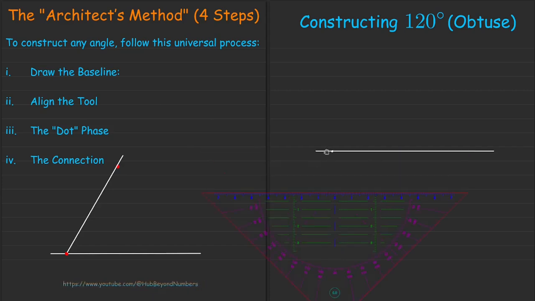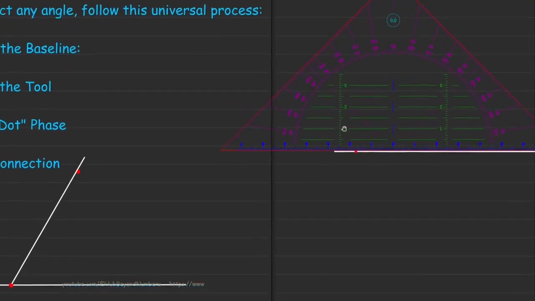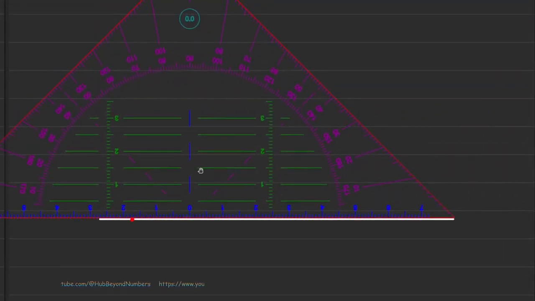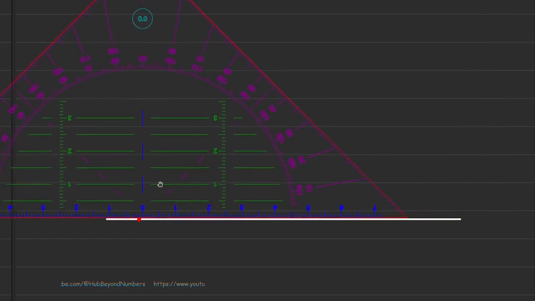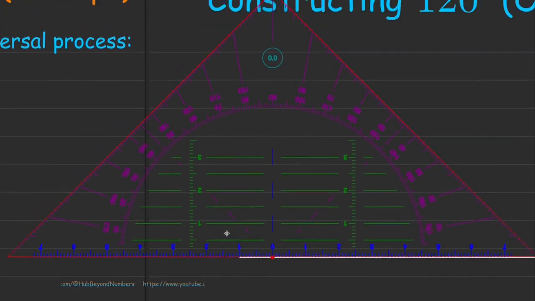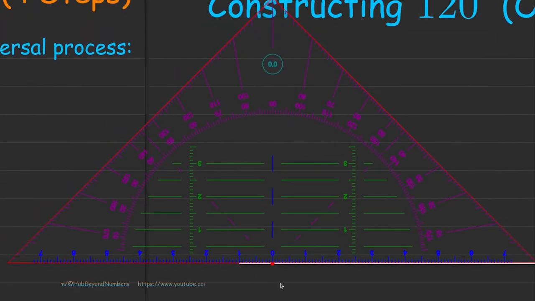Now with this dot I have over here, let me change the color to enhance its visibility. I'm then going to take my protractor and put it on the baseline. Putting it on the baseline, you need to make sure the origin is also on your point, which is going to be the vertex of your angle.